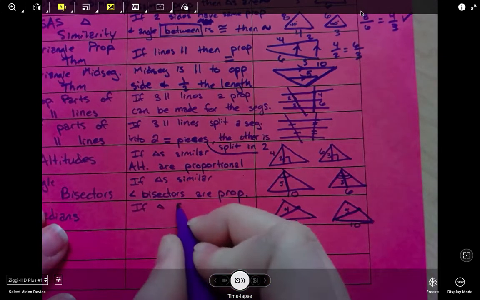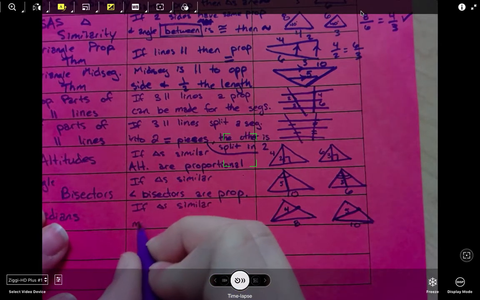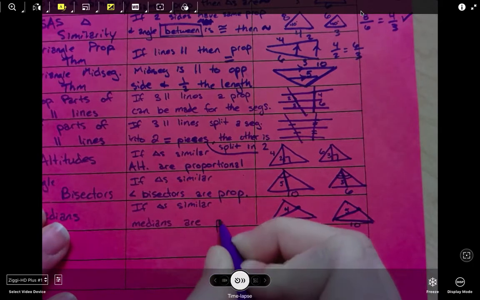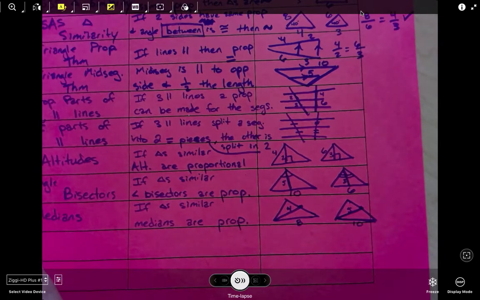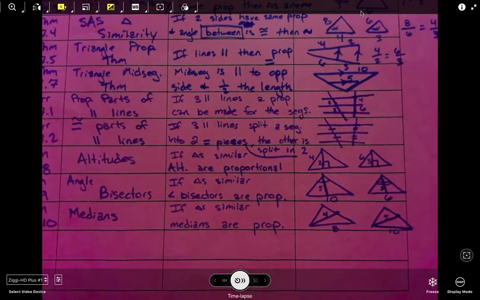If triangles are similar, medians are proportional. If we have similar triangles, the medians are proportional. Okay. Oh, geez, we still have another one. We'll wait to do that one on the back until we get there. Okay, there's for medians. 4 over 5 equals 8 over 10. All of these parts will have the same proportion as what the sides do, right?